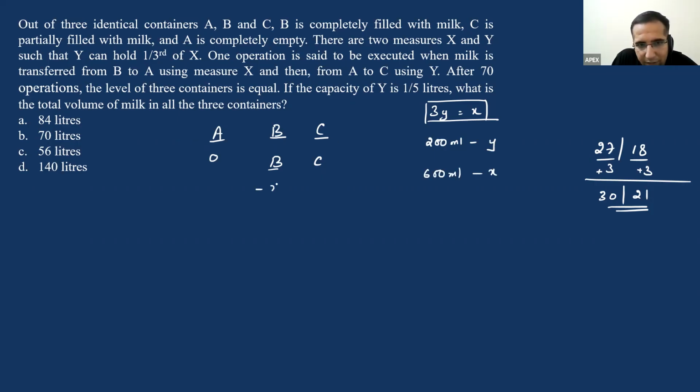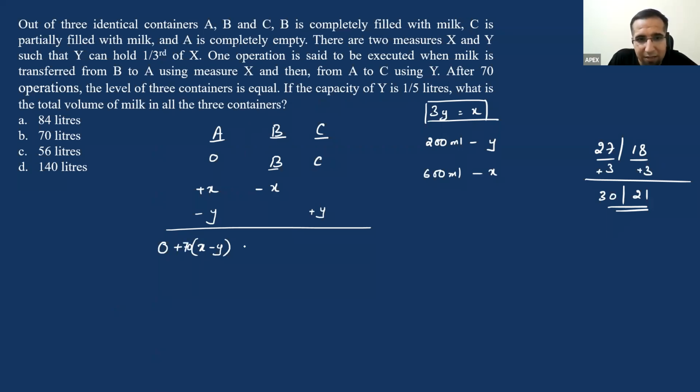But let's try to understand what is happening. In the first operation, I'm subtracting X from B and adding X to A. And next, I am removing Y from A and adding Y to C. After one such operation, what does A have? A has 0 plus X minus Y. Clear? Right? Now, this is done in every operation. A has 0 plus, in each operation, X minus Y. Every operation, that is what will repeat. So after 70 operations, A will finally have 70 into X minus Y.